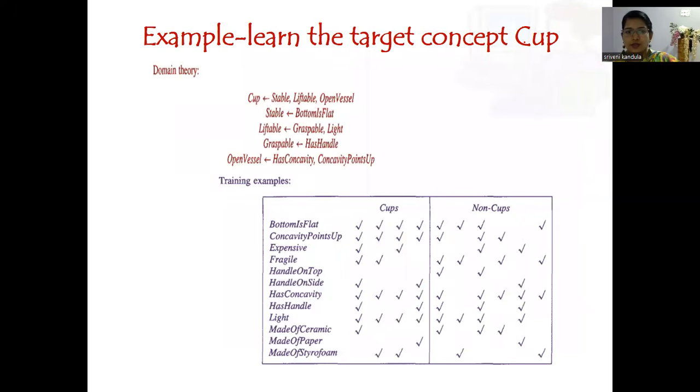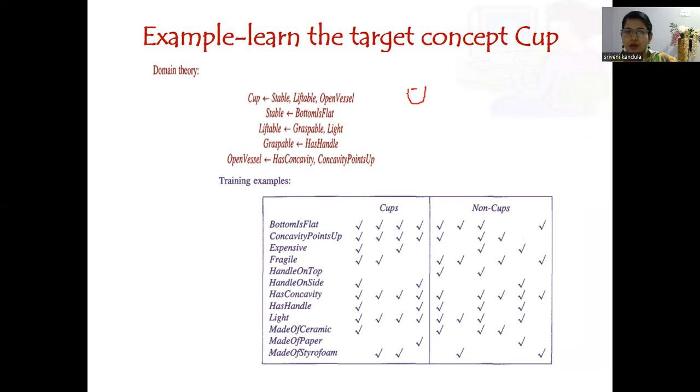Now you can see this is the domain theory that is given. As per the domain theory, a cup is given. The attributes of this cup are: a cup should be stable, it should be liftable, and it should be an open vessel. The definitions of these are also given in further clauses. Stable means the bottom is flat. Liftable means it should be graspable and it should be light. Graspable means it should have a handle. Open vessel means it has concavity, and the concavity should point up.